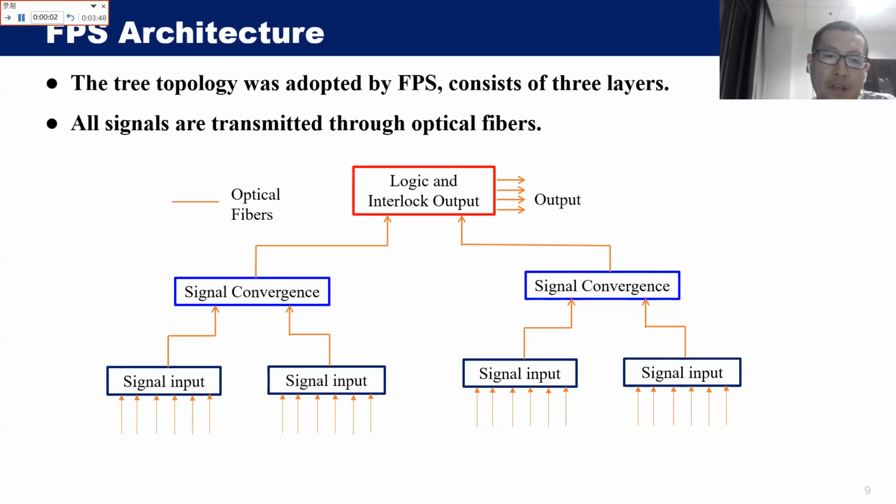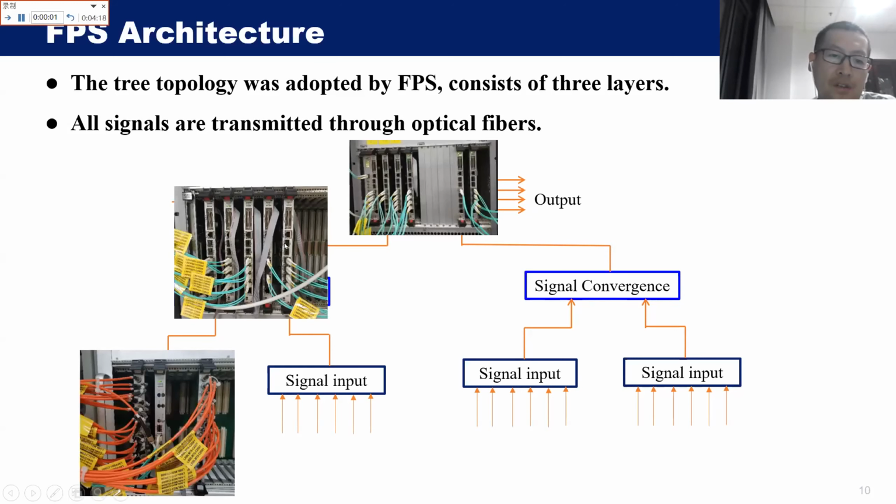The FPS adopts a tree topology architecture, which consists of three layers: a signal collection layer, a signal convergence layer, and the mask station, where the main logic and the interlock are designed in this layer. All the signals are transmitted through optical fibers. This is a picture of the signal collect board and the main logic board.